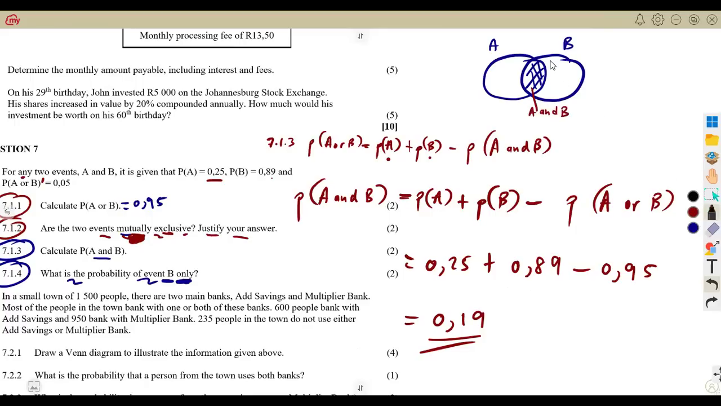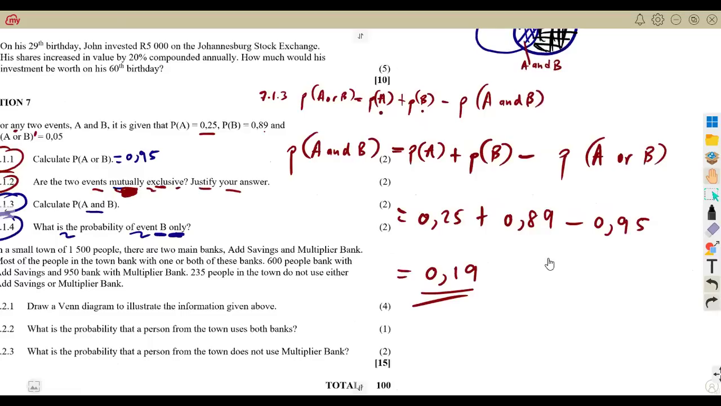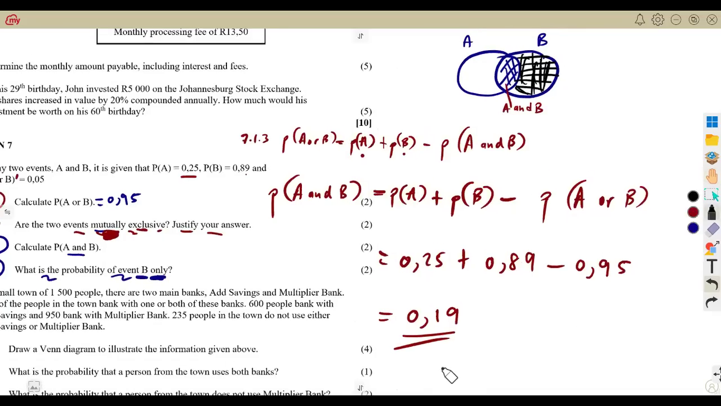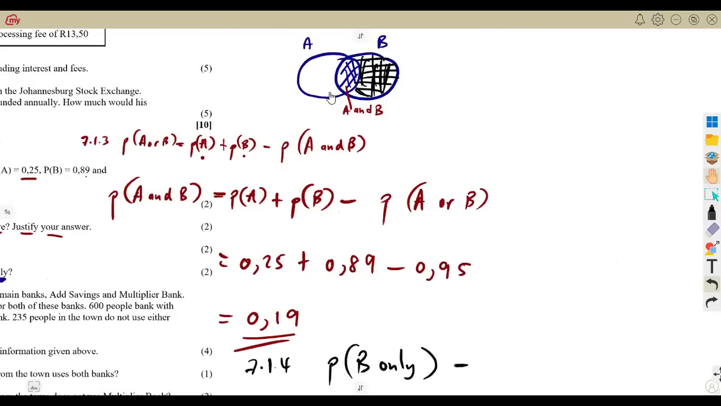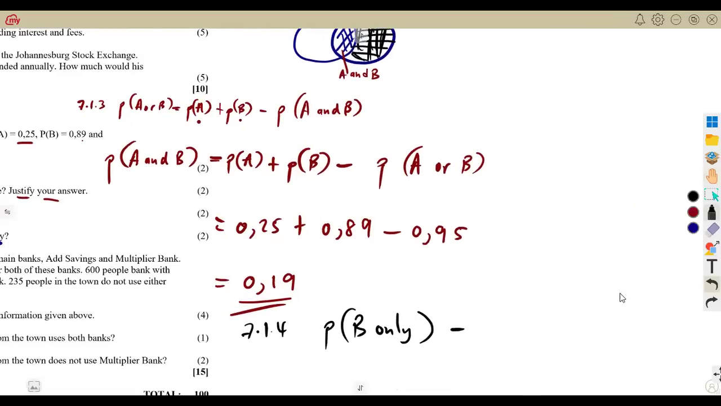When they talk about B only, this one, what is remaining outside this one? From B, we have to remove this one, A and B, to remain with what? B only, this part of B only. So for the probability of B only, we must remove A and B, because A and B is found in A, it is also found in B. So we have to remove it from B.